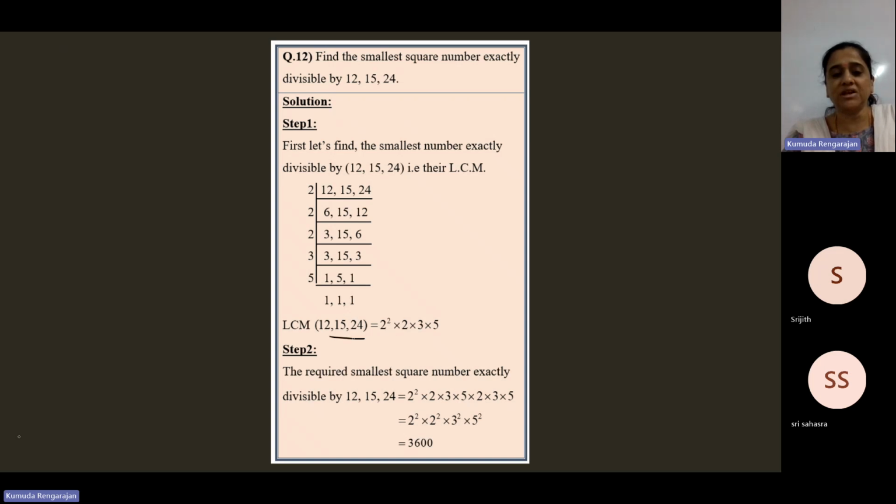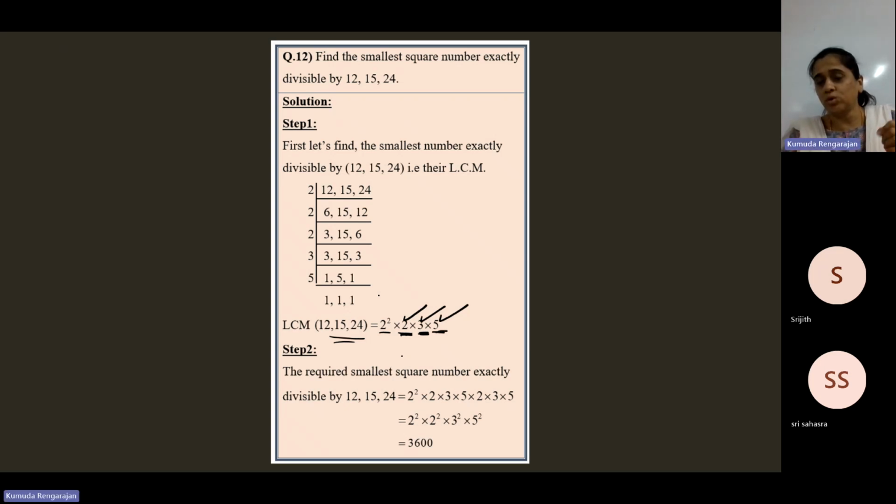So the LCM of these three numbers is 2 square into 2 into 3 into 5. Now, in a square number, every prime factor will occur in pairs if the number is a square number. Now see here, in this number, this prime factor 2 does not occur in pairs. 3 also does not occur in pairs. 5 does not occur in pairs. So for 2, 3, and 5 to happen in pairs, there should be one more 2, one more 3, one more 5.